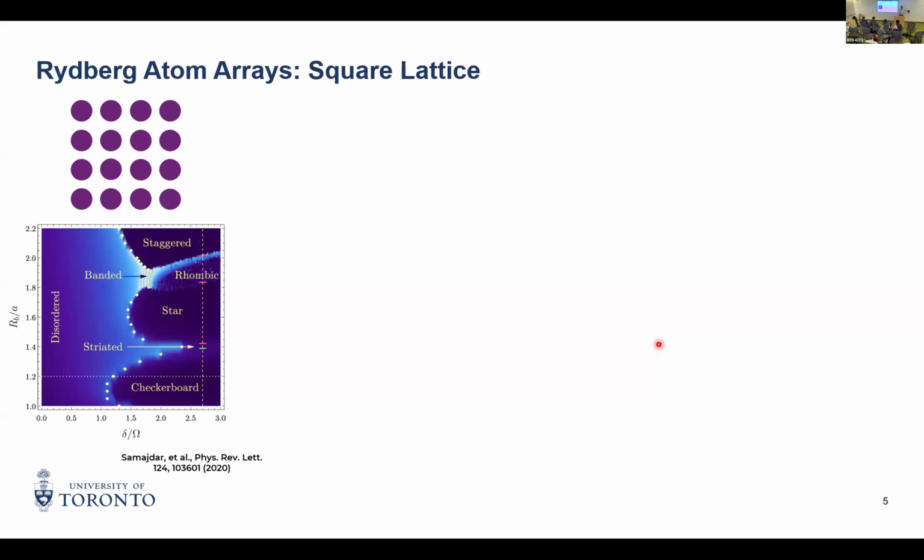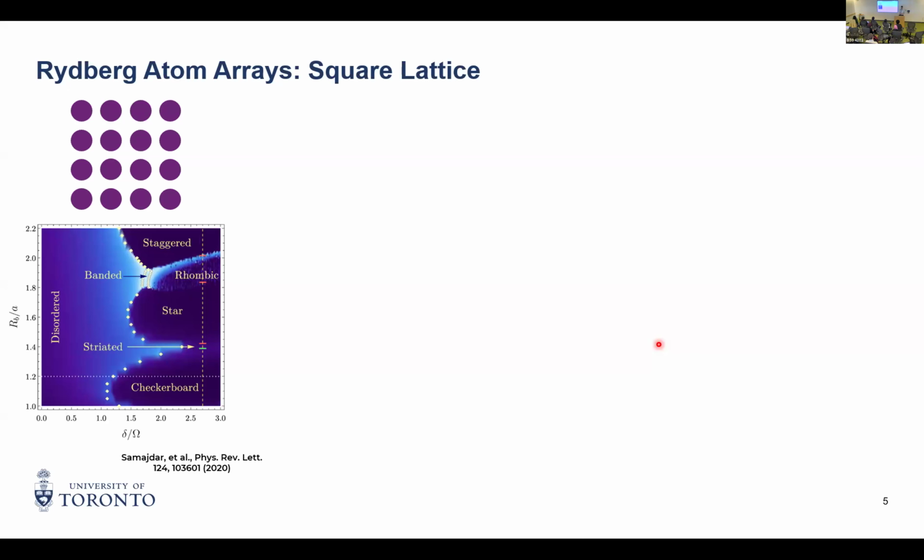Okay, so now I want to move on to some background of what types of many-body physics people have studied in these types of systems. The simplest array that you can construct is just a square lattice array. This phase diagram in the bottom left is from a work from 2020 where the authors did a DMRG study of what types of phases will show up in a square lattice of Rydberg atoms.